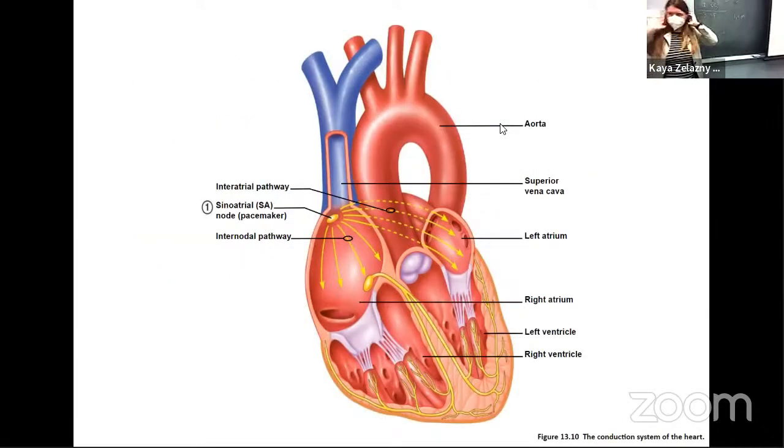So we can look at this in diagram form as well. So here we see the sinoatrial node up at the top, top of the right atrium, kind of in the attachment point for our vena cava, bringing our venous blood to the right atrium. Going through our internodal pathway to our AV node, right here, kind of the separation between the atria and the ventricle.